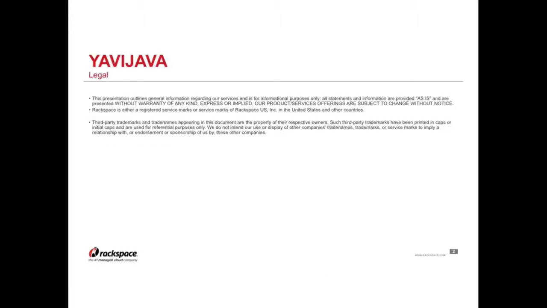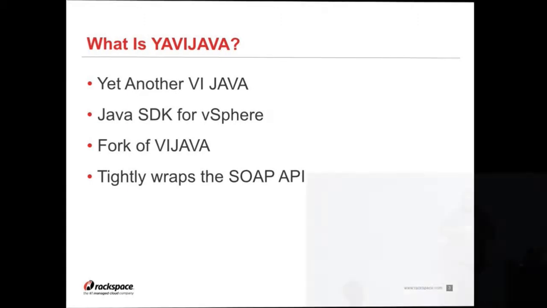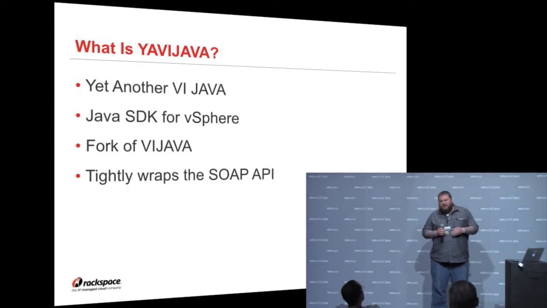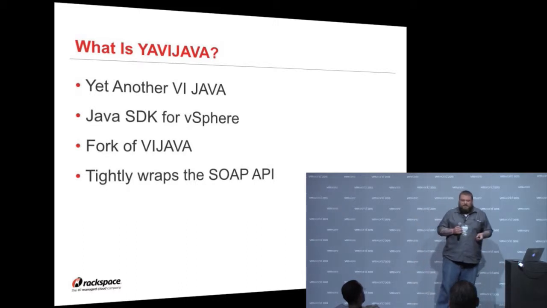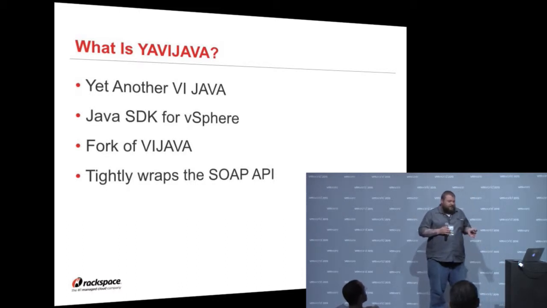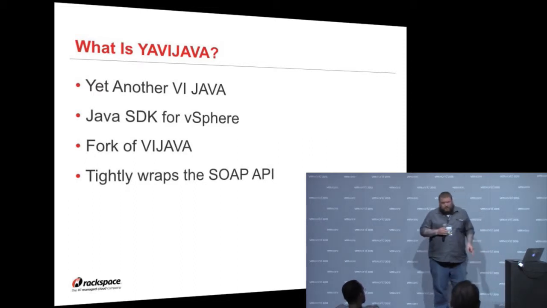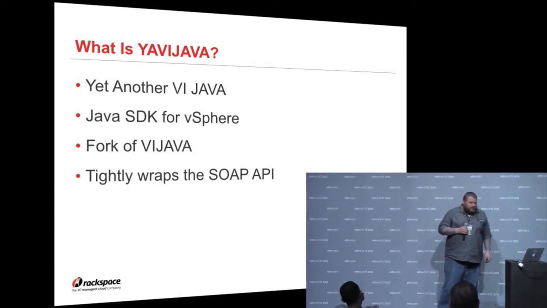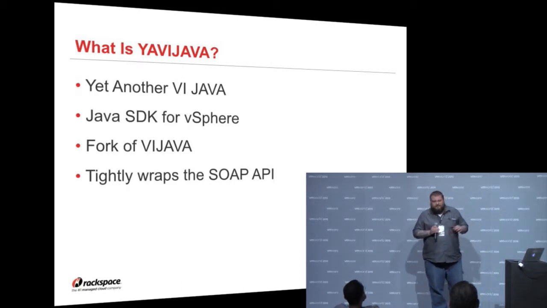So what is YAVIJAVA? It's a Java SDK for the vSphere web API, the vcenter.com/SDK API that you'd be using to interact with vCenter or ESX hosts. I've called it YAVIJAVA because it's yet another VIJAVA. It's a fork of the VIJAVA library created by Steve Jin, and it tightly wraps the SOAP services. That's all it is.